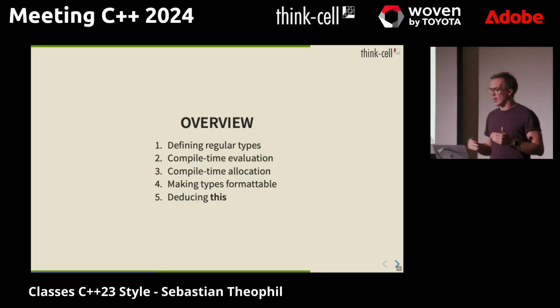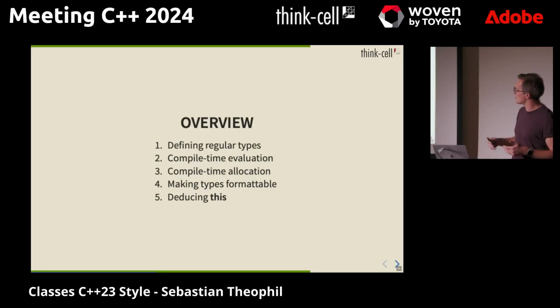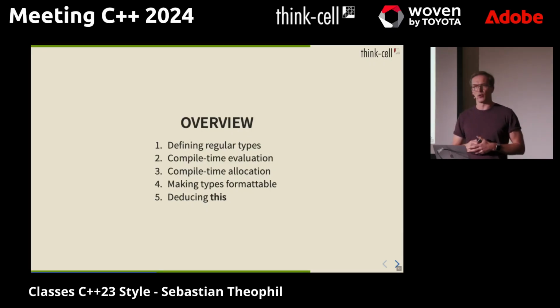So I will talk a little bit more about regular types. Then I will talk a bit more about compile time evaluation and what we can do in C++23 at compile time, how compile time allocations work, how we can make types formattable, and then in the end, why we have explicit object arguments, or deducing this, as it's also called.